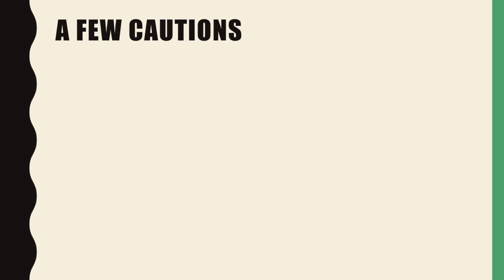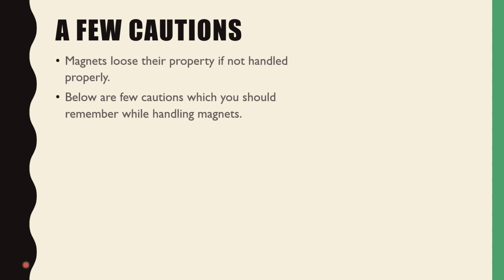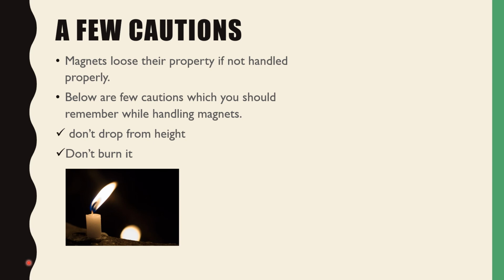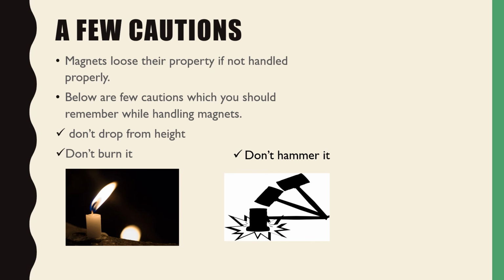There are a few cautions which you should keep in mind while handling magnets, because magnets lose their property if they are not handled properly. Below are a few cautions which you should remember while handling magnets. Don't drop it from a height. If you drop it from a height, the magnet will lose its property. Don't burn it. Don't keep it on the fire. This way the magnet will lose its property. Don't hammer it. Hammering also causes a magnet to lose its property.